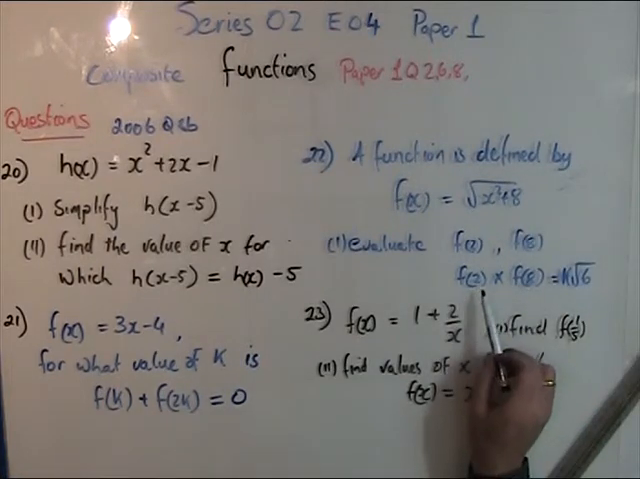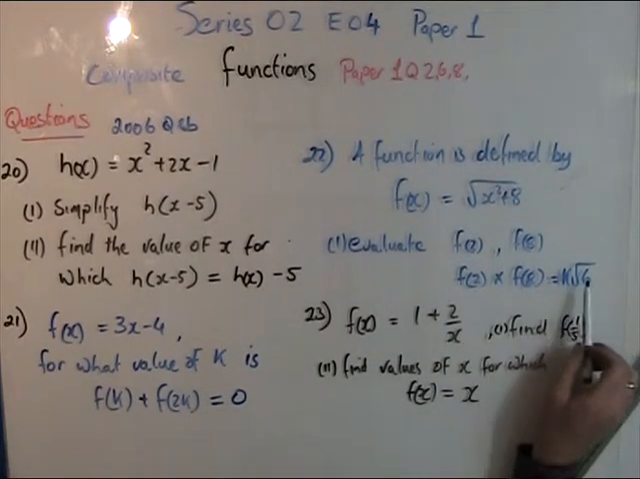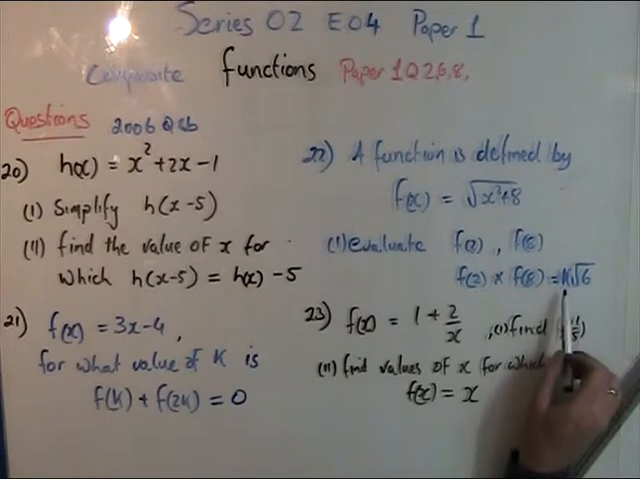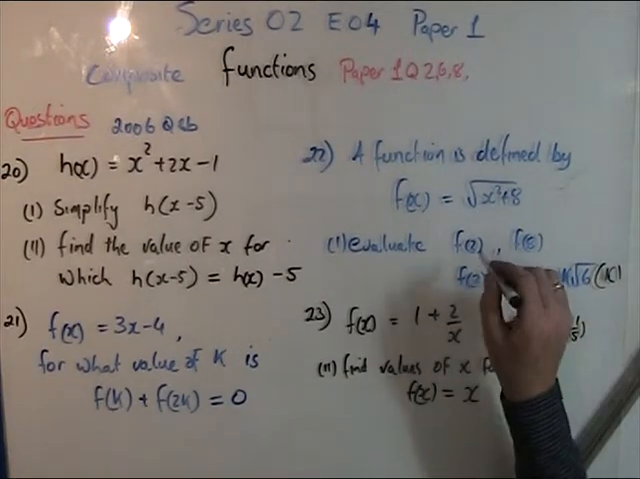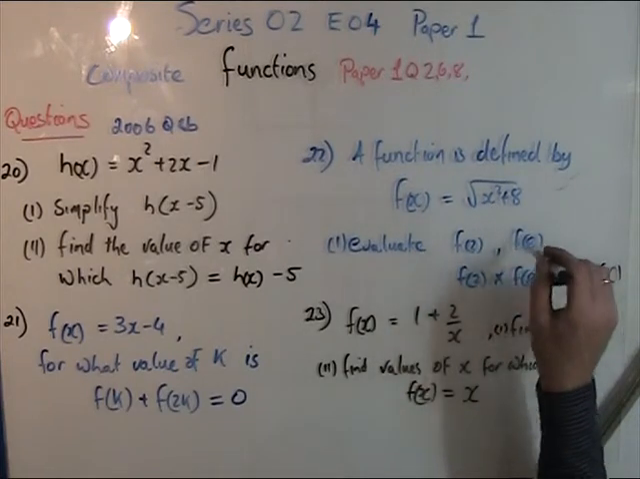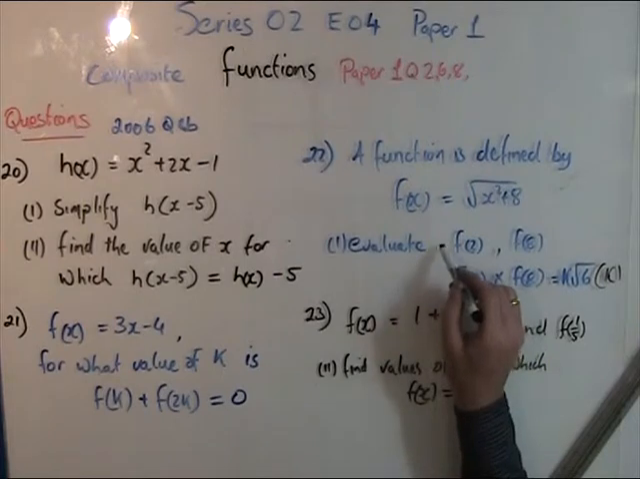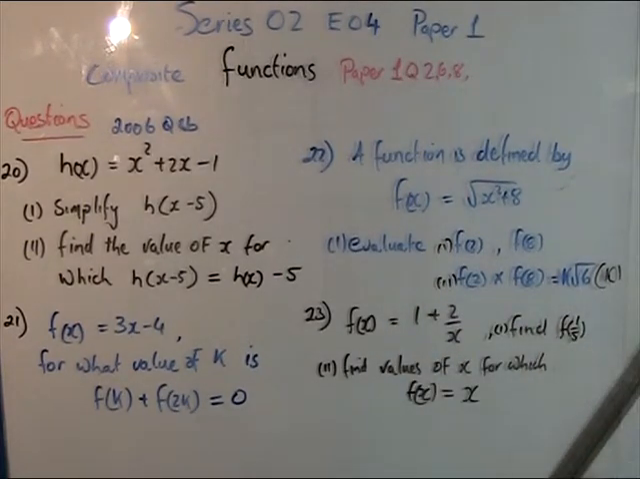Now it says, whatever values you get for these, you multiply them and make it equal to k times root 16. So you have to find k. Put f of 2 in, then whatever answer you get, put f of 8 in. Part 2 is you multiply them out, make them equal to k times this, and solve for k.